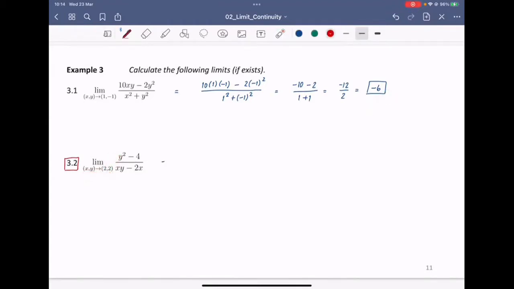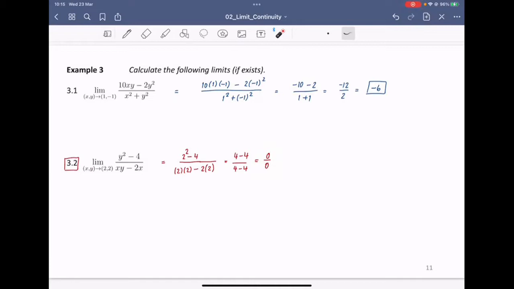Let's see. If I try to plug in this one, I'm going to get 2 squared minus 4, where x is 2 and y is 2, as x approaches 2. So this is going to be 4 minus 4 over 4 minus 4, which is going to be 0 over 0. Bam. This is the same thing as in calculus 1. Most of the time, the tricky part of computing the limit is that you're going to get 0 over 0. And in calculus, 0 over 0 is an indeterminate form.